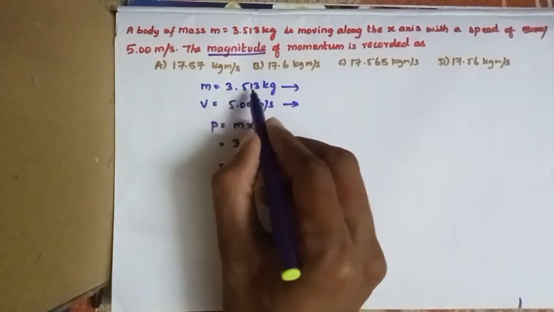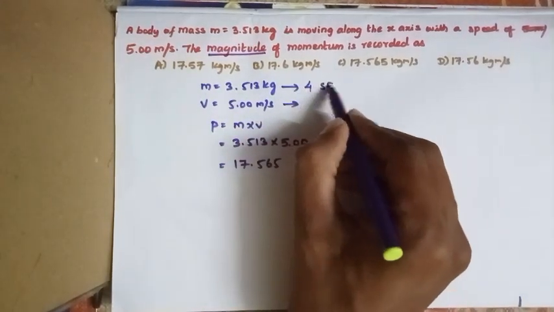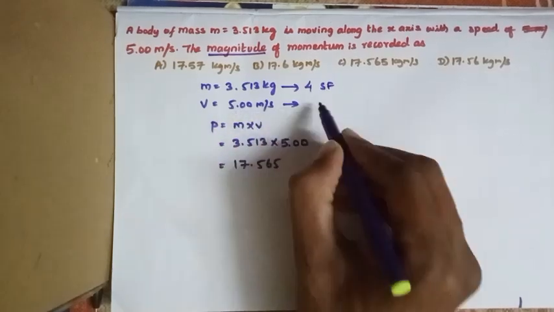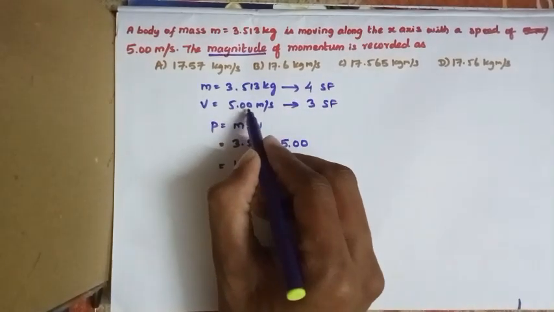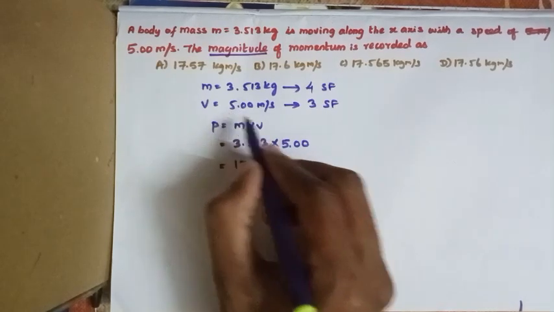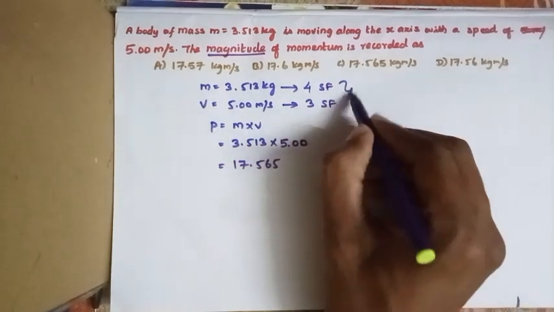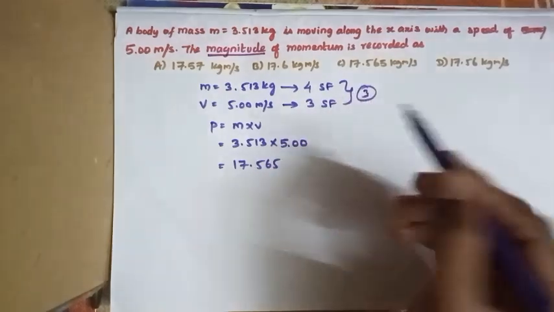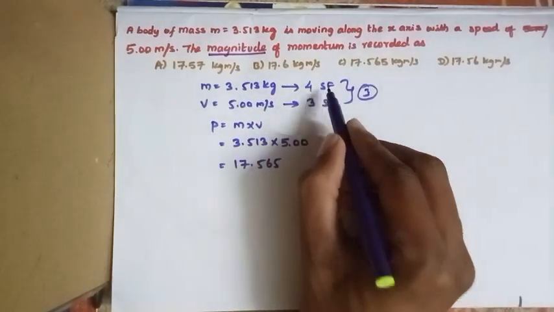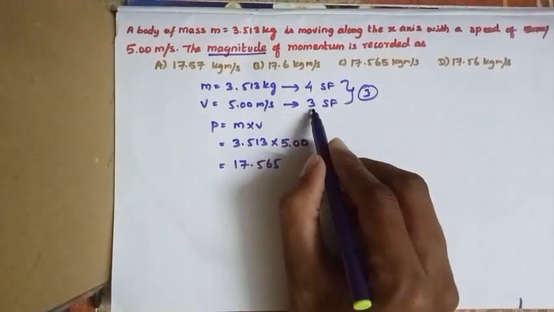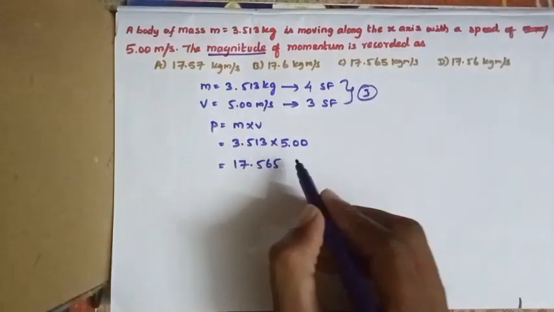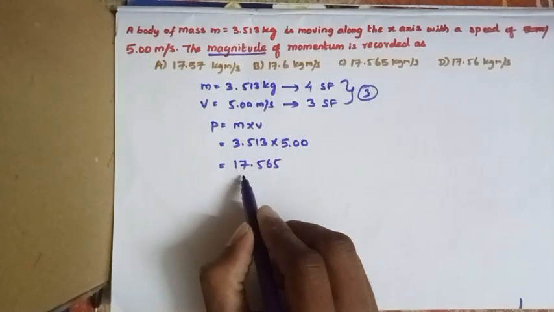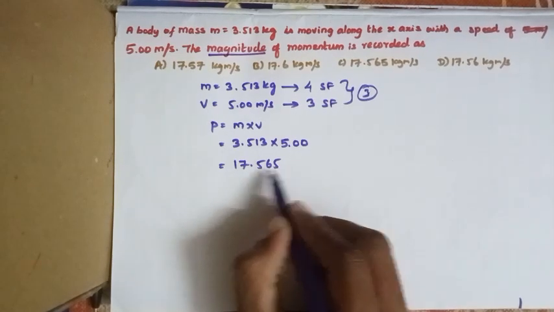The mass contains 4 significant figures. The velocity term contains 3 significant figures, since zeros after the decimal point are significant. The first one contains 4 significant figures and the second one contains 3. The least of these two is 3. So the answer should contain only 3 significant figures, so we have to round off this value.